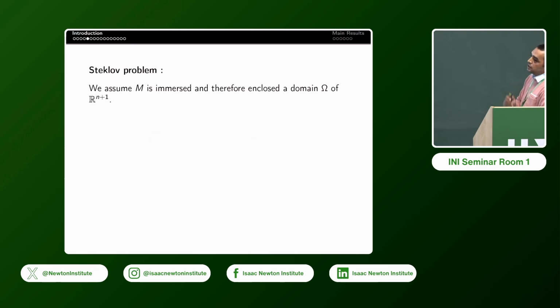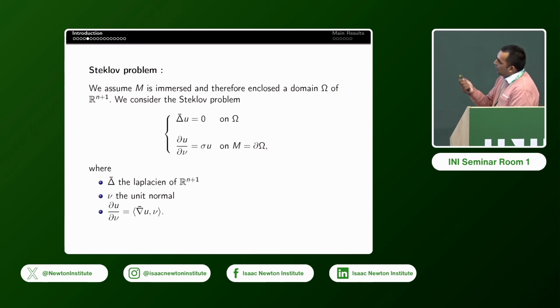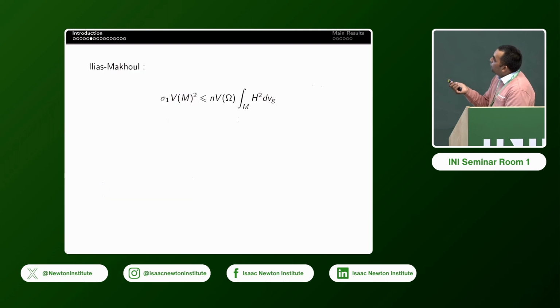Now consider the Steklov problem. We assume M is immersed, so therefore it encloses a domain omega. Now this is the Steklov problem, where Delta is the Laplacian of the Euclidean space and nu is the unit normal. Because all the terms are familiar to you, I am not going to explain. So why this? Elias and Makhoul proved this inequality relating the volume of the hypersurface and the volume of the domain omega.